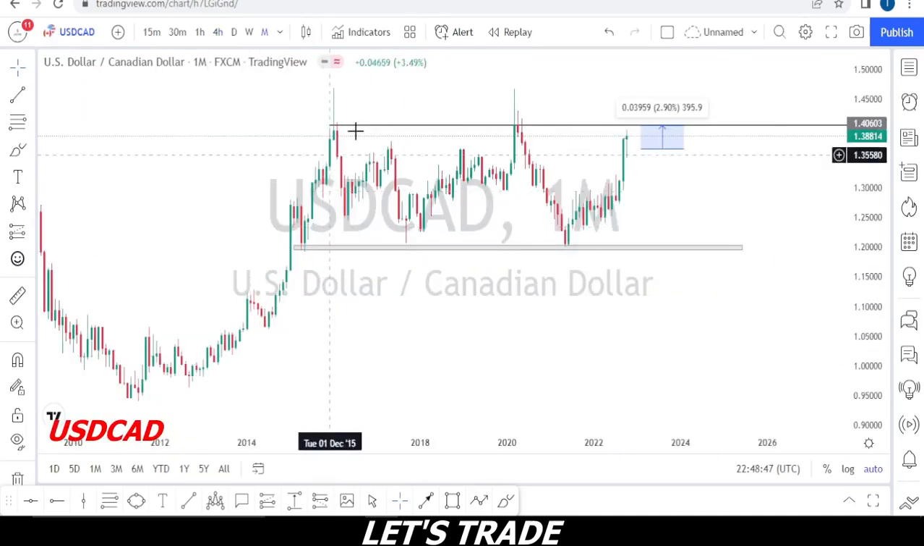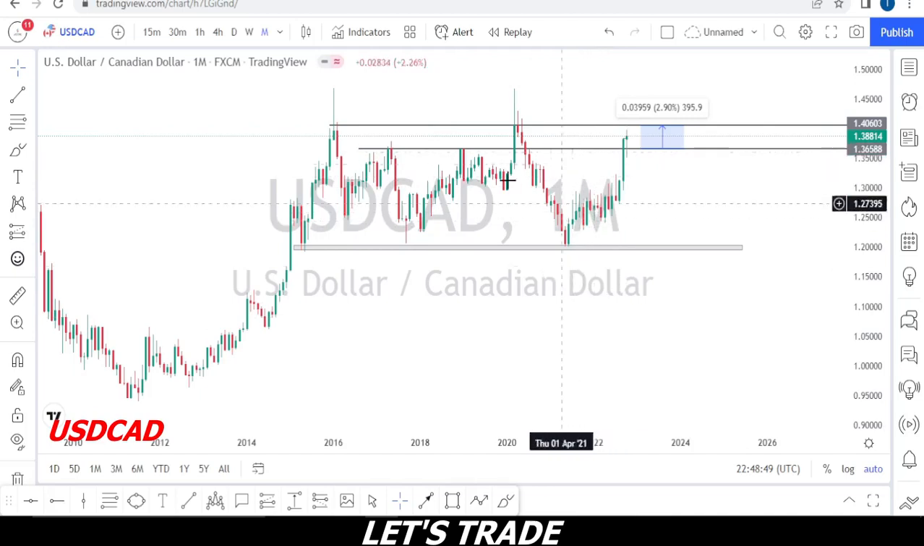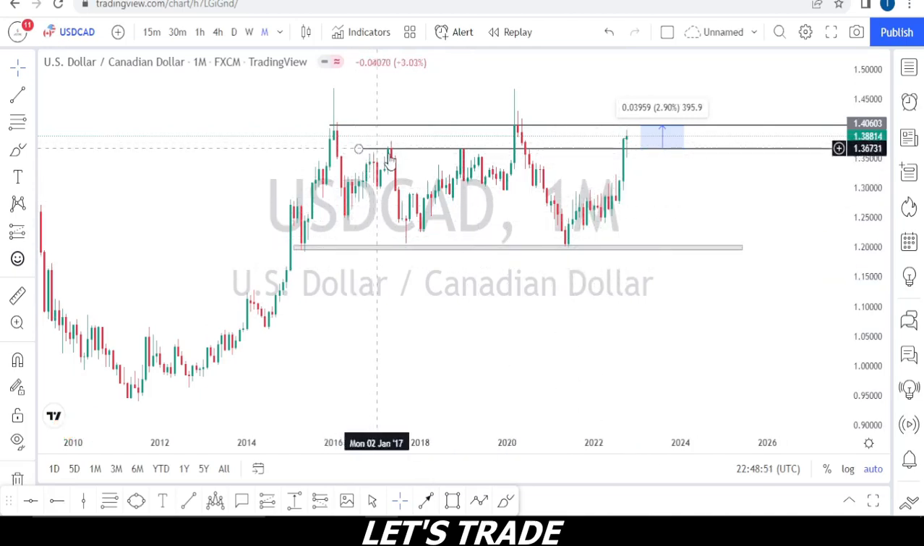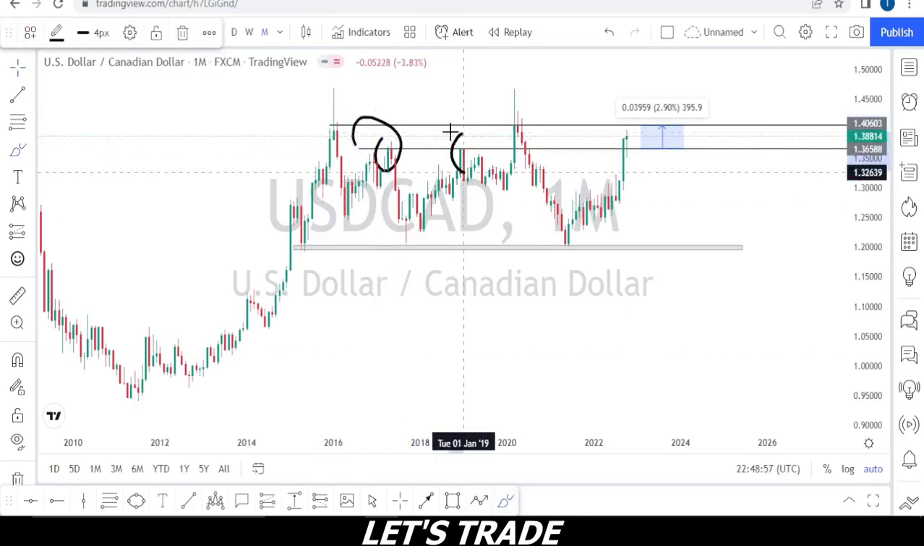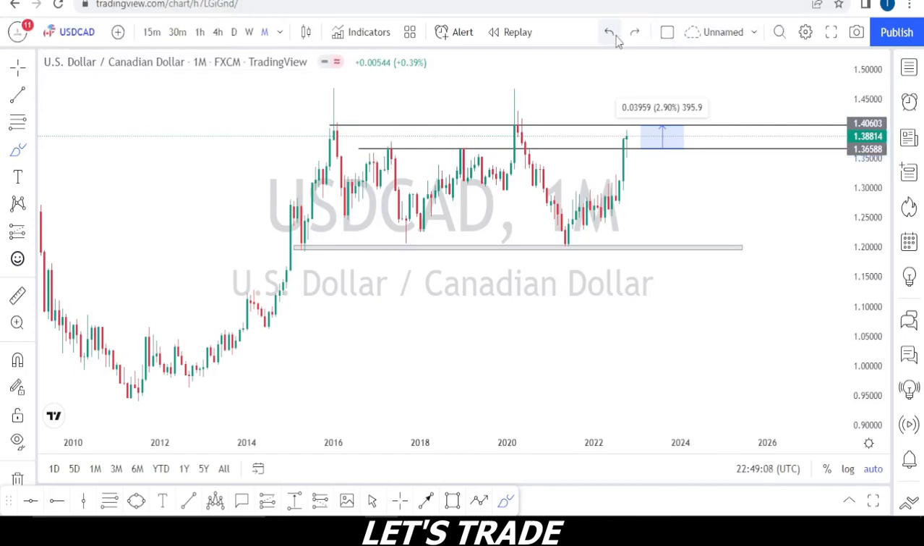On USD CAD, we have been ranging. This is the monthly time frame. We have been ranging, and there was some kind of a price level around here, okay, and now we've broken above that zone. Price rejected here before, now we've broken above that zone. So I will expect price to do what? Come into this level before we consider doing anything else.